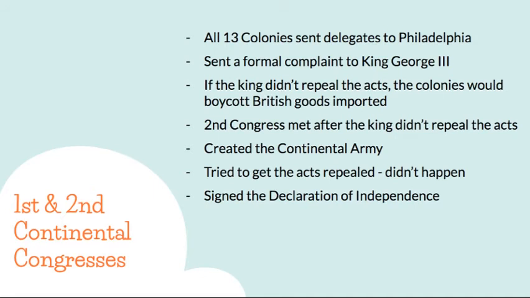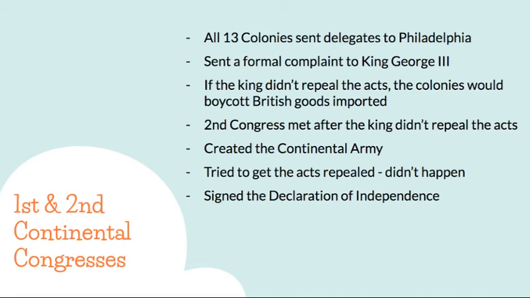So after a while, the delegates got back together for the Second Continental Congress because the king didn't repeal the acts. And it accomplished a lot in the several years that it met. And it met on and off. So first, they created the Continental Army. And this was a united front against the British troops. All of the colonies were united together against the British. And they decided if they had to take action, they needed to have their own troops or militia.